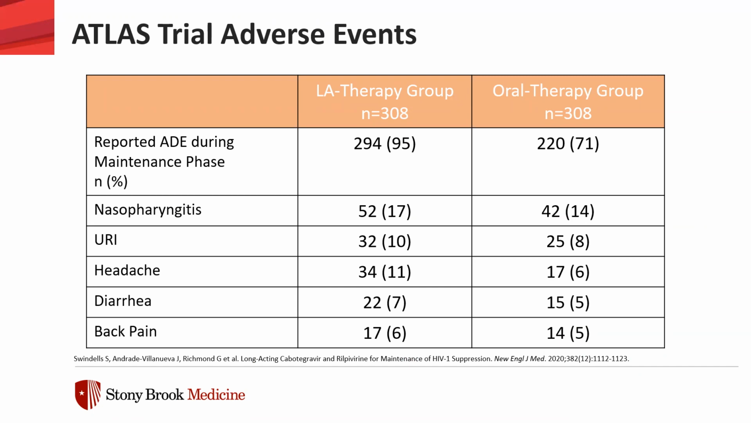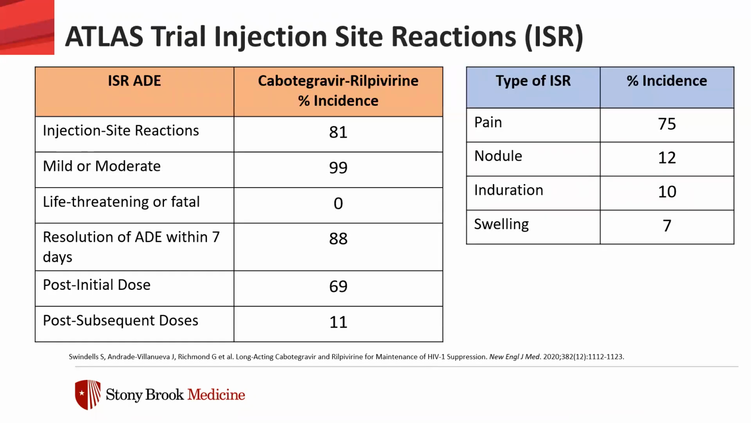95% of patients who received that long-acting Cabenuva injection reported adverse effects, whereas 71% of patients reported adverse effects with the oral therapy. The differences in these adverse effects can be largely attributed to injection site reactions. So of those 95% of patients that reported those side effects, 81% of those were attributed to injection site reactions. However, 99% of those injection site reactions were mild or moderate, 0 were life-threatening or fatal, and only 1% of participants actually discontinued treatment due to the injection site reactions.